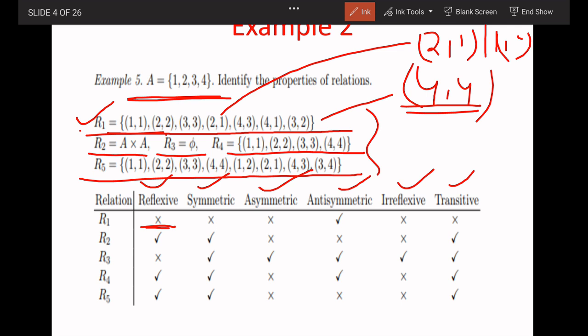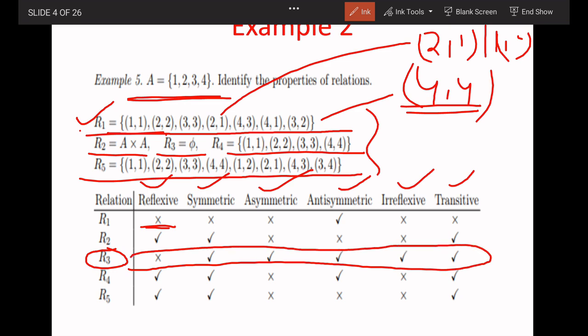Now you have to note one thing. This is R3, which is the empty set. You can see R3 satisfies everything except reflexive. What is the meaning of this? The empty set satisfies every property except reflexive.